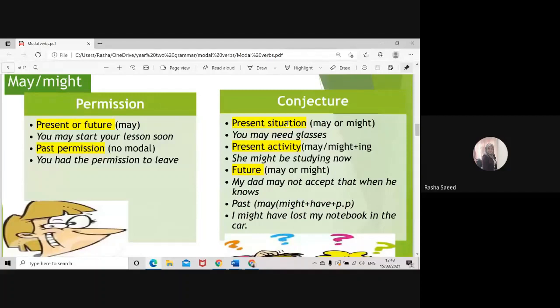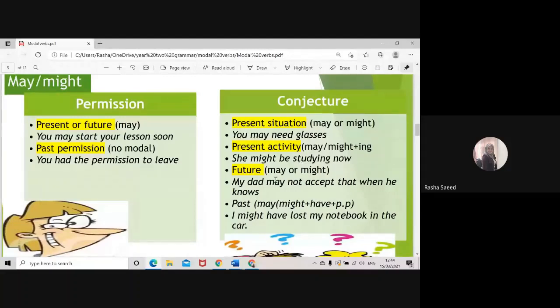Then we have a conjecture about present activity. And if you notice, when you talk about the present activity, it's an activity which is continuous. For instance, she might be studying now, or she may be staying at a hotel at the moment, by the way, remember students. And in this case, you need may, might, plus the ing. And you notice that as long as you are using the ing form of the verb, you need be as well as the ing form.